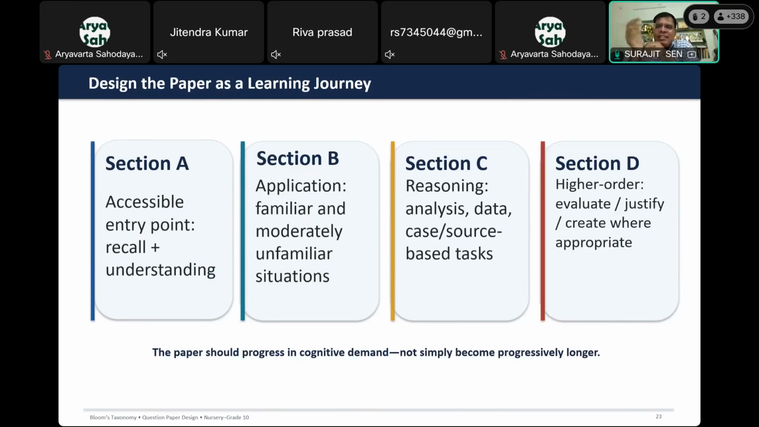Section C: reasoning, analysis, data, we can give them. Section D: maybe we'll give higher order thinking where a little bit of justification and creation is needed. The paper should progress in cognitive demand, not simply become progressively longer. How much the brain can think, how much they require, and on that basis. Don't make a paper that is difficult in the beginning, then easy, then difficult; go forward step by step. Children will enjoy it.